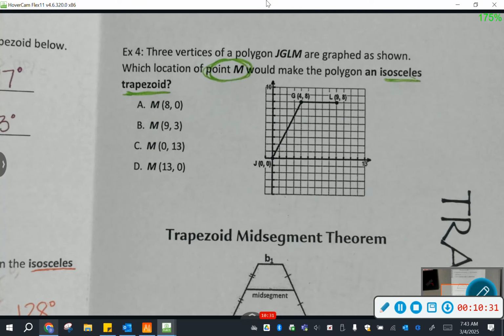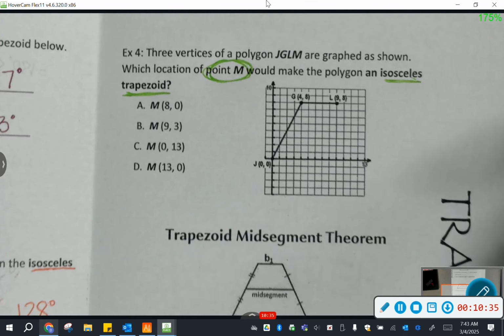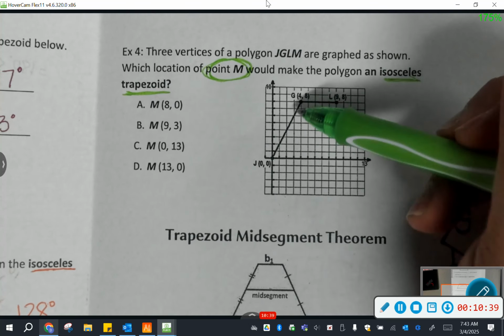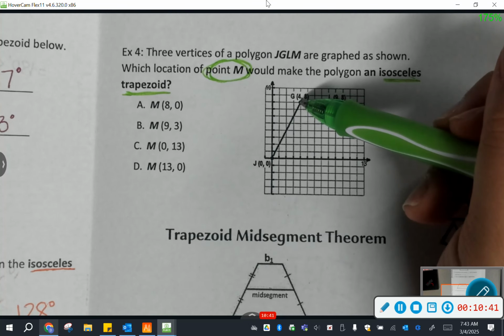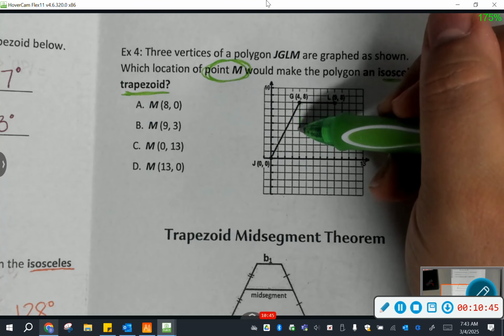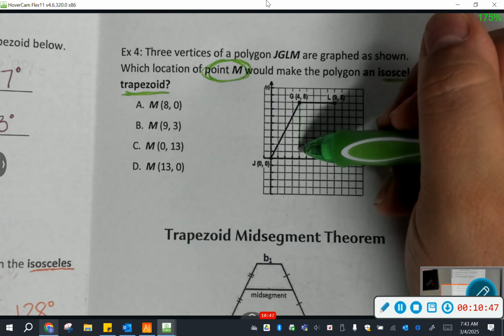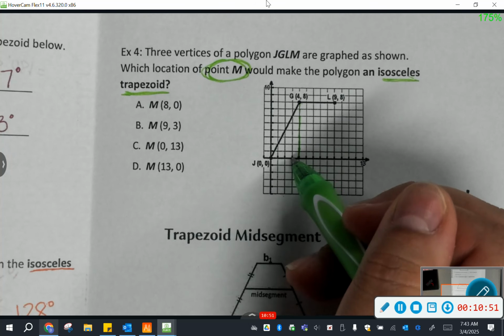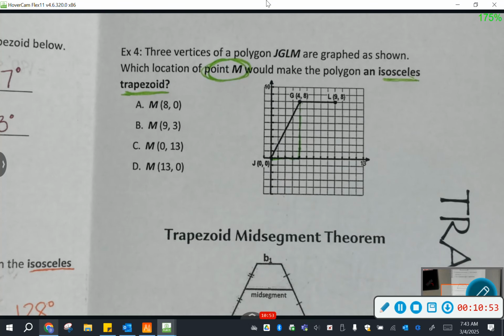Two sides that are going to be the same. So what do I have to do to figure out where the M goes? Rise over run. Yeah. Rise over run. Let's see. And I'm going to do it from G. G goes down 1, 2, 3, 4, 5, 6, 7, 8. And it goes left 1, 2, 3, 4. How do I figure out where M goes? Do the same from where?